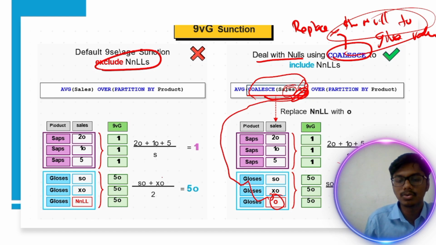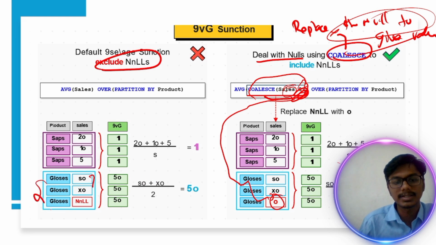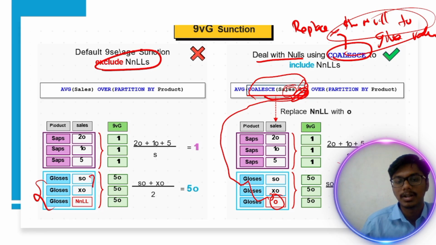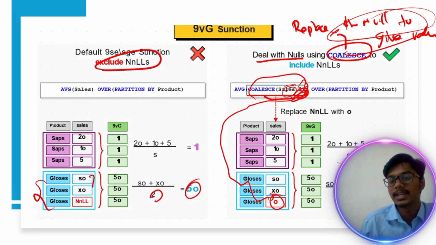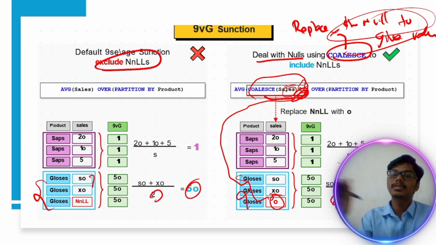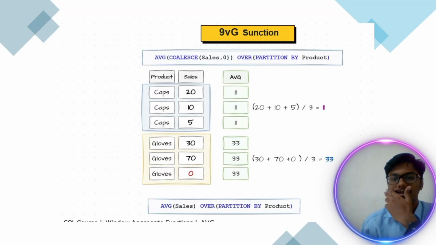Why do we want to do that? If there are 3 rows, but the average function excludes null, then the total count is 2. If you do that, the average value is wrong, because there are 3 rows but we divide by 2. That is why we deal with the nulls, so that we can get the correct average output. That's the main intuition, right?